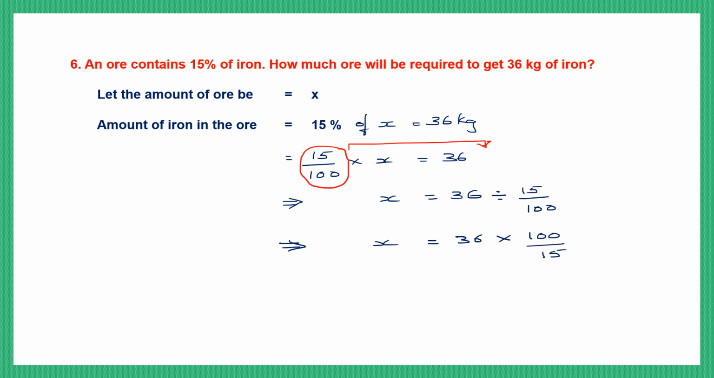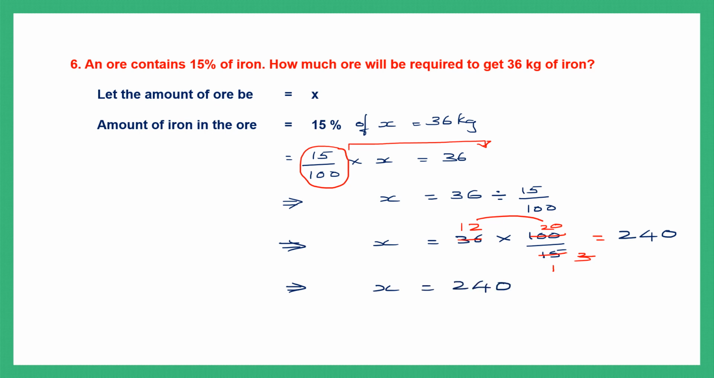Now let's see what we can cancel. I can cancel 15 and 100 by 5. 5 threes are 15. Now here I have 5 twos are 10 and 0, 20 by 3. Now I can cancel 3 and 36. 3 ones are 3 and 3 twelves are 36. Now I just have to multiply my numerators. 12 into 20. 12 into 2 is 24. So 12 into 20 will be 240. So now I have found the value of X. X is equal to 240.